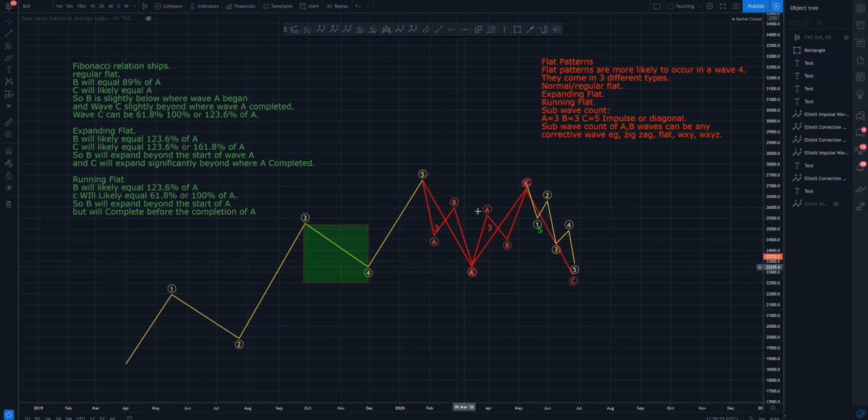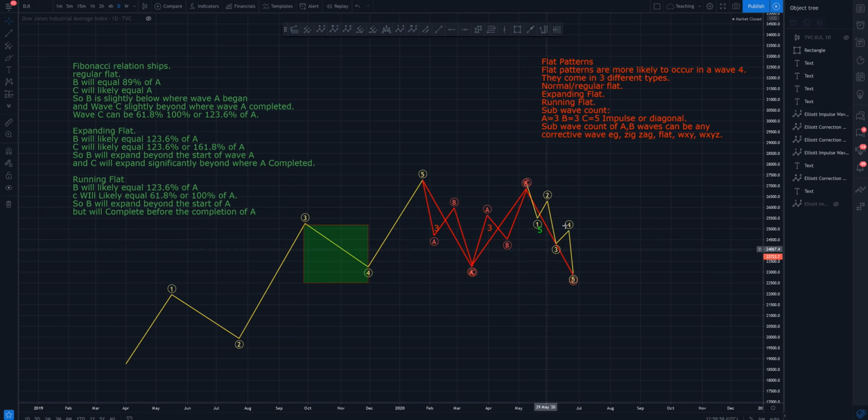3 waves in the A, 3 waves in the B, and 5 waves in the C. Now, the subwave count of the 3 waves in the A and the B can take the form of any 3-wave corrective structure. So it could be a zigzag, like we have shown here, but it could also be a flat pattern, like you're going to learn about today. It could also be a WXY or a WXYZ that you will learn about in a future video and can come back and apply here.